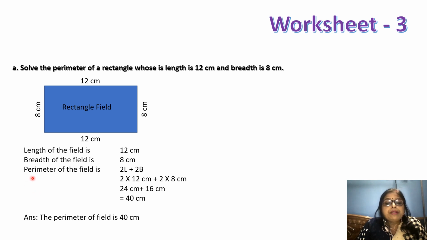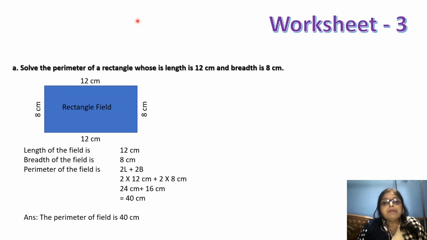As you know, perimeter of the rectangle is 2L plus 2B. So 2L means 2 into 12 centimeter plus 2 into 8 centimeter. Its measurements are given here, so you have to write the same measurements according to the formula. Next, 2 into 12 is 24 centimeter and 2 into 8 is 16 centimeter. You add and you get 40 centimeter. So the perimeter of the field is 40 centimeter.